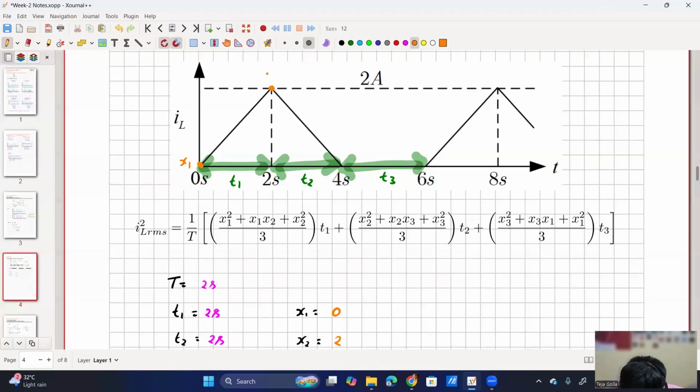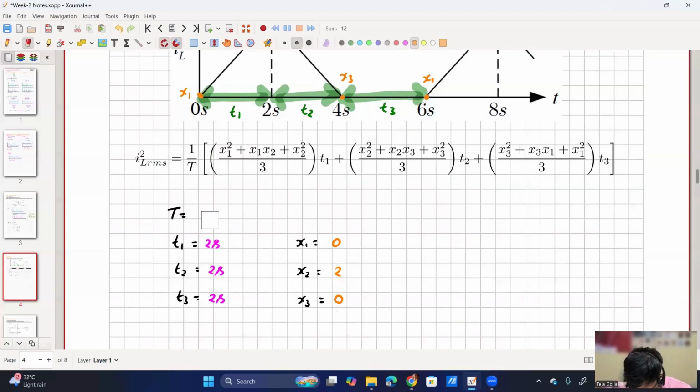This point is my X2, which is 2 amperes. This point is my X3, which is 0 amperes. This point is my X1 again because it is being repetitive. So now I have to solve from 0 to 6 seconds, which is my time period. And I think I have made a mistake here. Yeah, so my time period is 6 seconds. So once we get the values, please substitute in the formula given and then please solve.